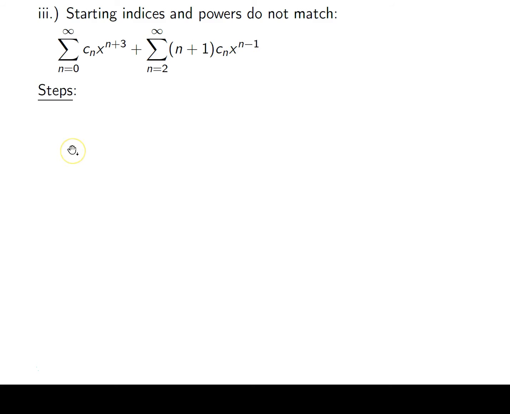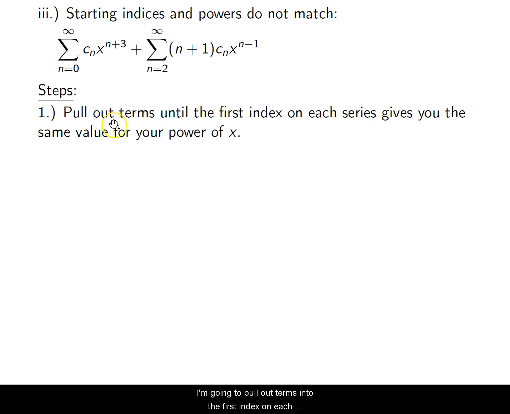So I'm going to shift these things. It's not too long, but it's quite a few steps, about 5 steps. The first thing I'm going to do is pull out terms until these match. Again, this starts at cube, and this starts at just an x. So I have to pull out terms from this one until the x's match, not the way this looks, just the starting value of the power of x. I'm going to pull out terms until the starting index on each series makes it so that the powers are the same.